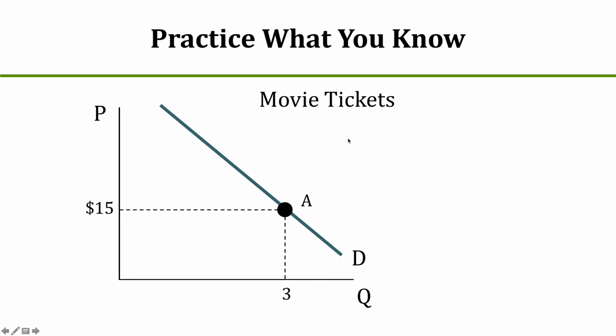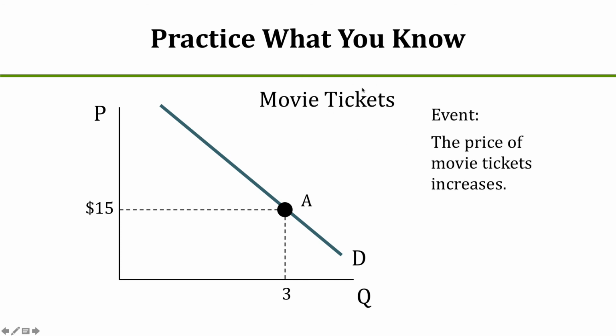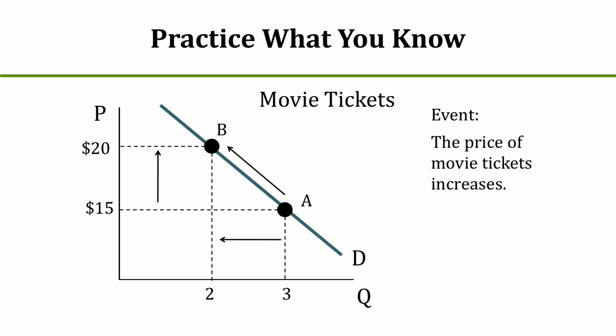Now we are talking about the movie tickets market. And the event we want to talk about is the price of movie tickets increases, the opposite of the previous slide. Now we start at point A, price is increasing from 15 to 20, and as a result, the quantity demanded in that market is decreasing from 3 to 2. That's why there is only a movement along the demand curve, demand is not shifting.